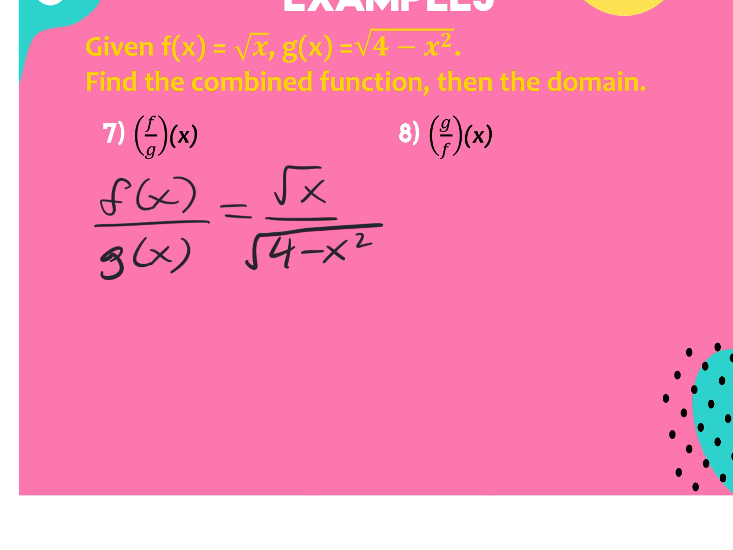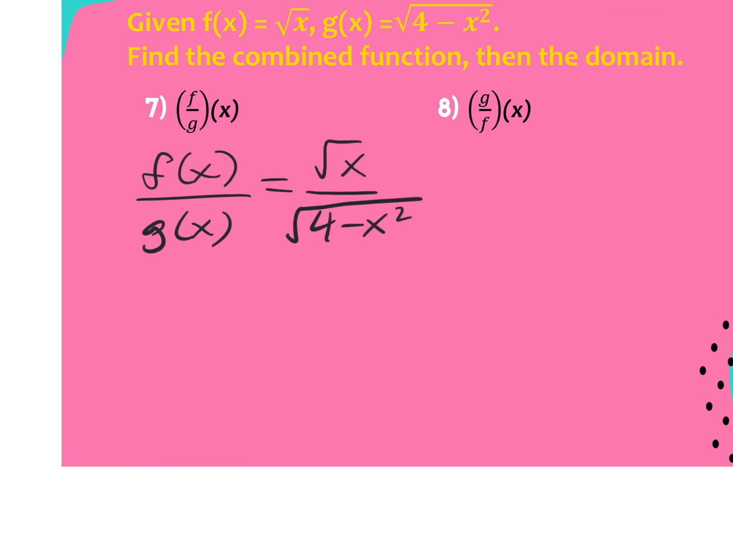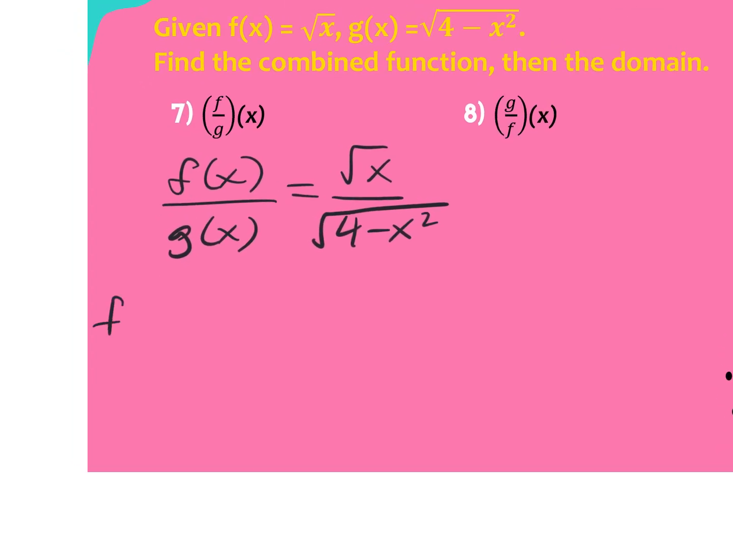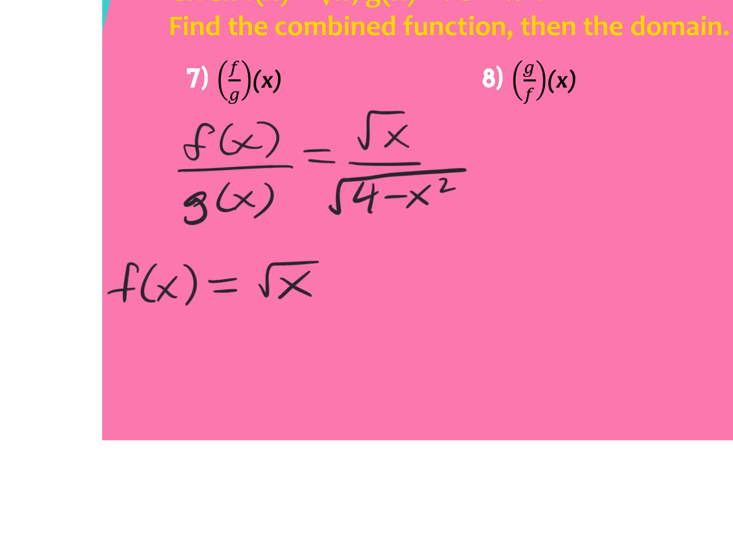Let's go through and practice finding all of our domains. So let's look at the f of x function. And remember, that was the square root of x. So when we have a square root, we have to remember we don't want imaginaries. So we're going to take what's under the square root and we set it greater than or equal to 0.